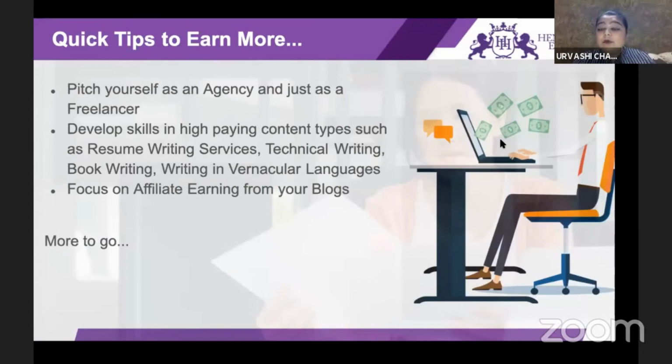So now we also give you opportunities wherein we help you revamp your resumes, we help you revamp the specificities of a given job type. Develop skills in the high paying content types such as resume writing, technical writing, book writing, vernacular languages, and focusing on each of these things with their nitty-gritties.